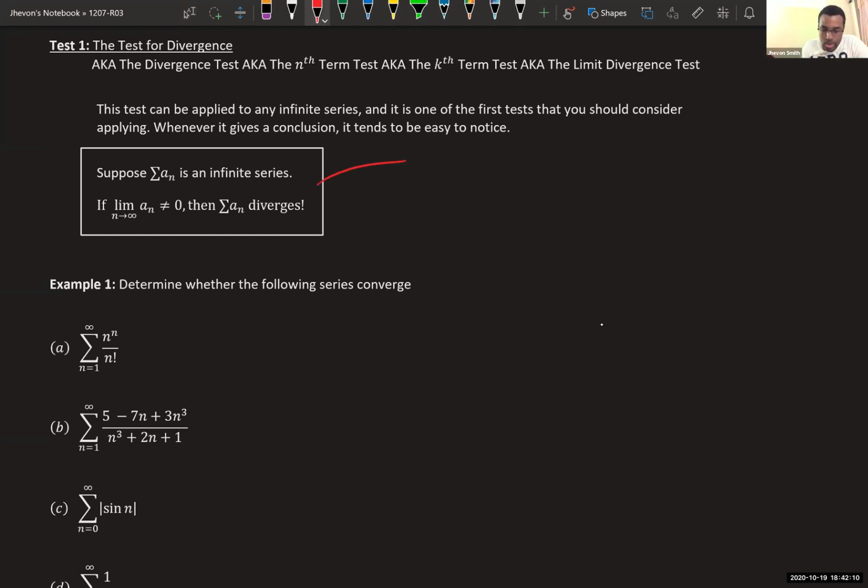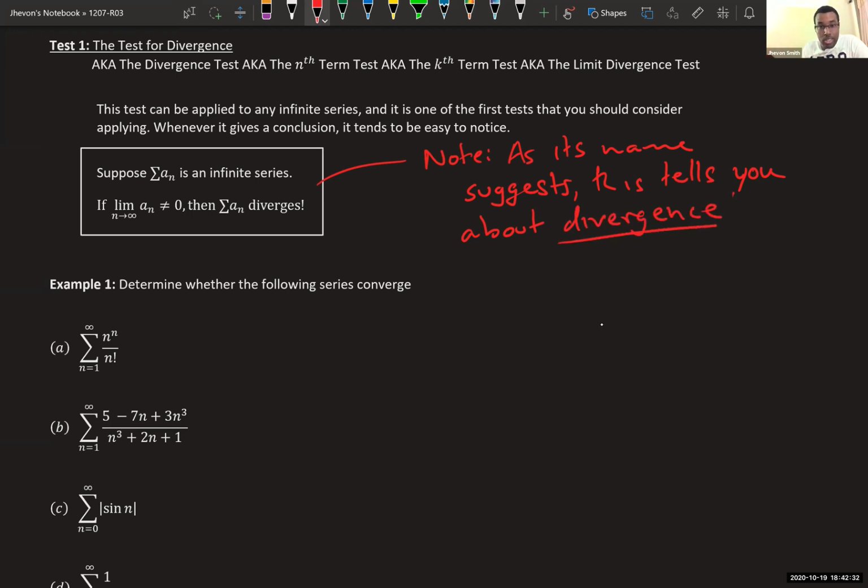I do want to point out, note, as its name suggests, this tells you about divergence. It's called the test for divergence for a reason. It cannot tell you about convergence. Otherwise, it would be a really bad name. Okay, so that's the first important thing.